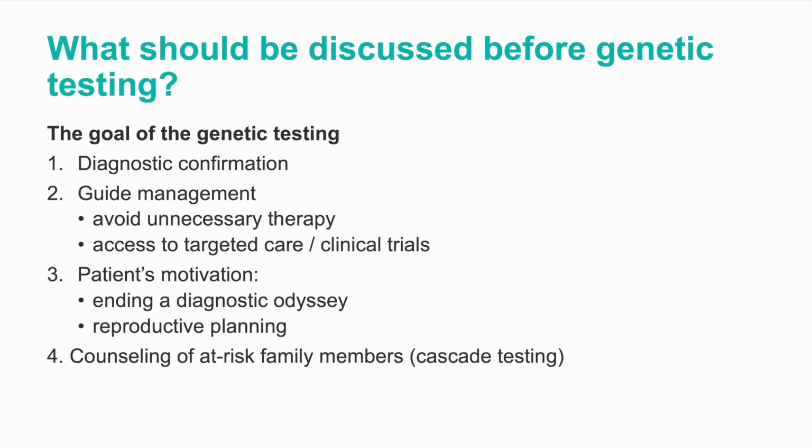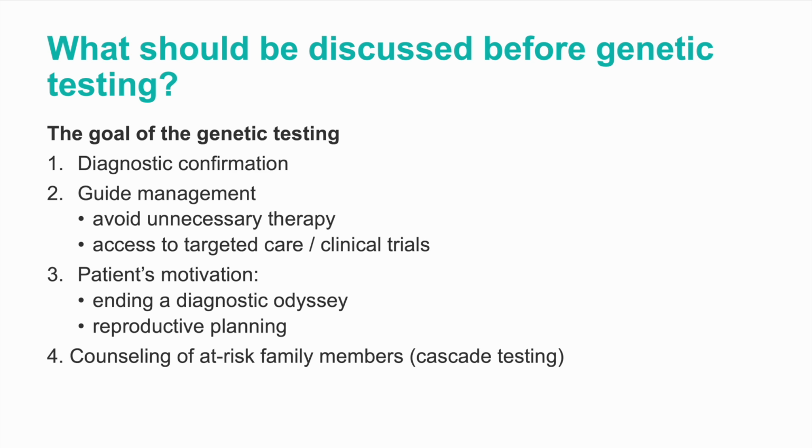Maybe they want to do it for reproductive planning. Maybe they're worried that they will have kids with the same disease. Maybe they're worried that they will have grandchildren with the same disease, or they will have nephews or nieces or cousins with the same disease. You may want to do that also to help counseling of at-risk family members.